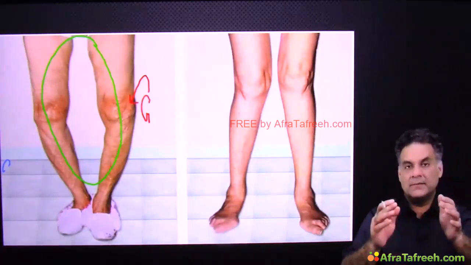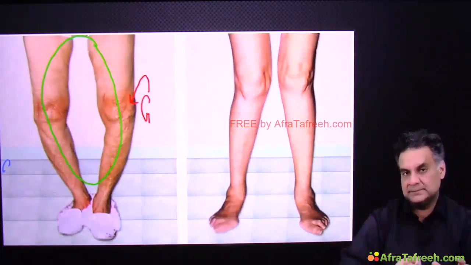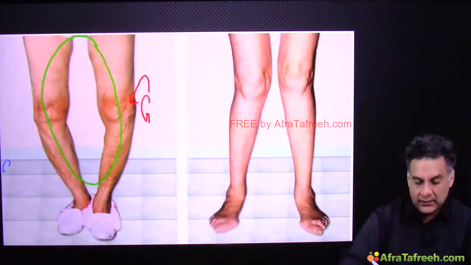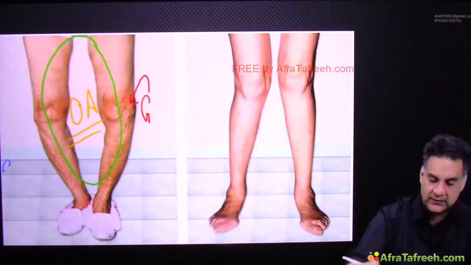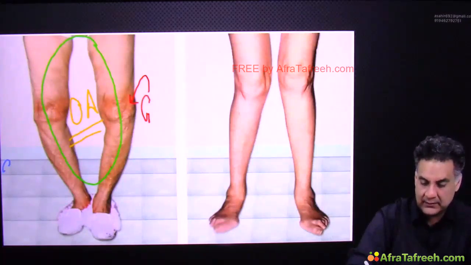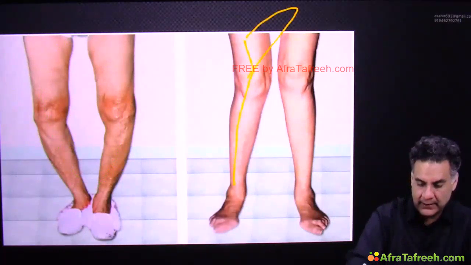Genu varum. The leg and the feet go medially. So in genu varum, you can make an O in between, O for osteoarthritis. Whereas genu valgum will make an R in between.